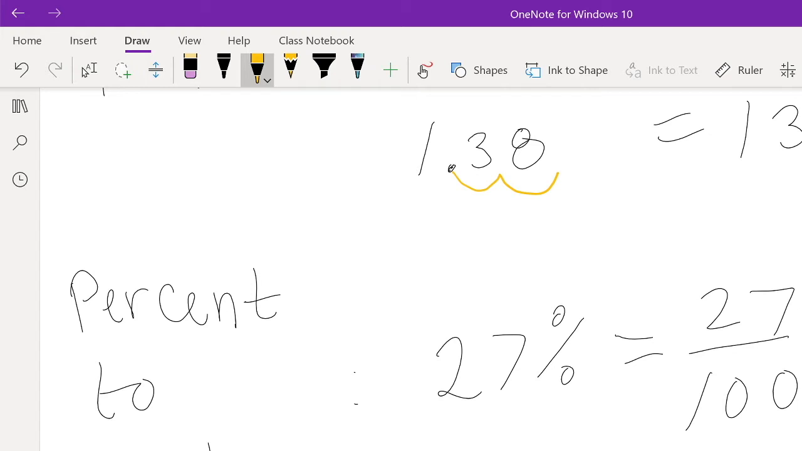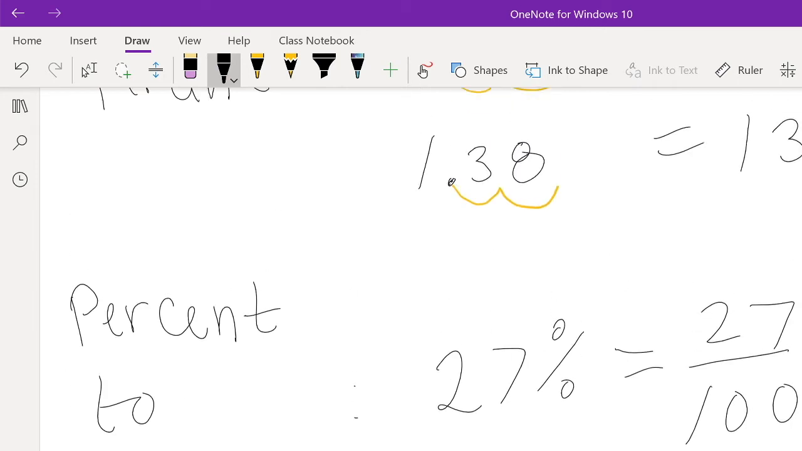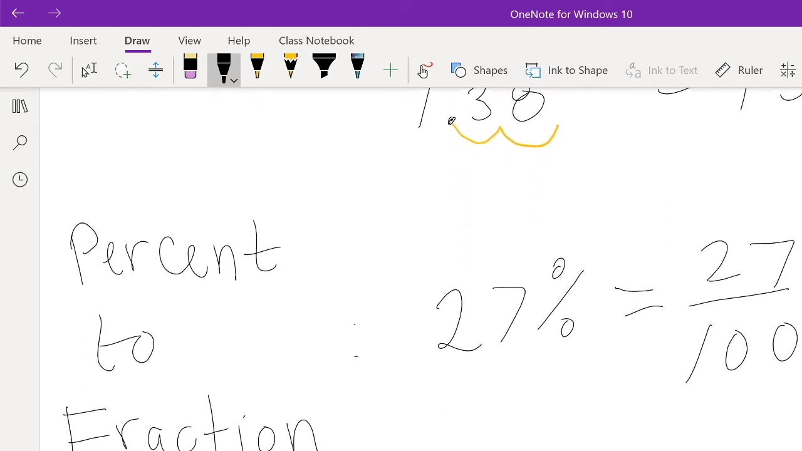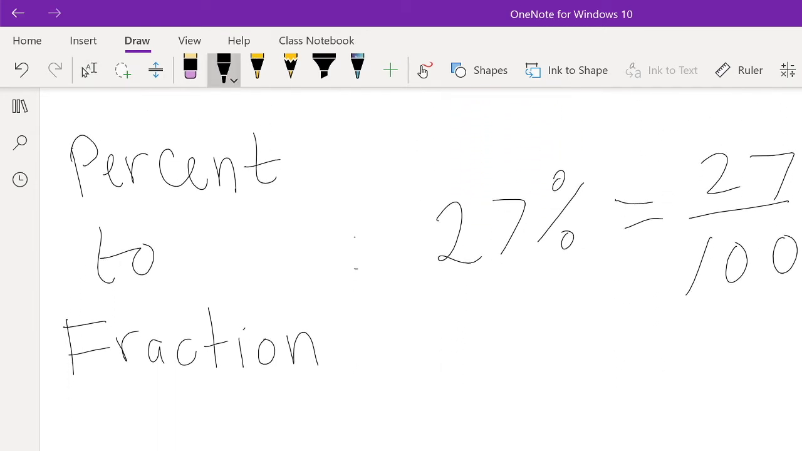Now, let's say it is not in lowest terms, so how would I approach that? Let's say we have, how about 12%, and I would like it to be a fraction in lowest terms. So I would write 12 over 100, but right away I know that this is not in lowest terms. Both of them are even, so they have a common factor of 2.